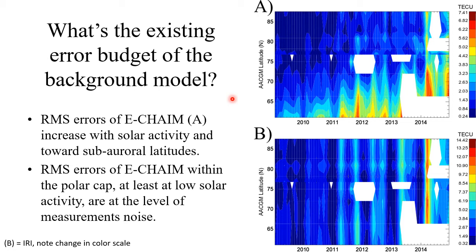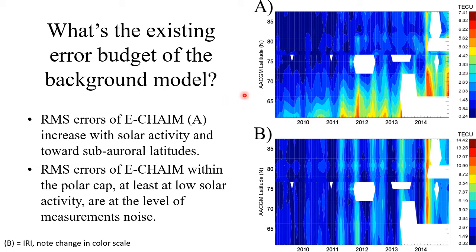So on the right here, we have on the top the RMS errors arranged by geomagnetic latitude on the y-axis and time on the x-axis from E-SHAME. And then on the bottom, we have the same for the IRI, just for context. Note that there are different contour level scales here. And you can see in general, below the auroral oval, E-SHAME tends to have more substantial errors. And within the polar cap, E-SHAME's errors are on the order of the measurement precision, except for maybe at high solar activity where errors increase a little bit.